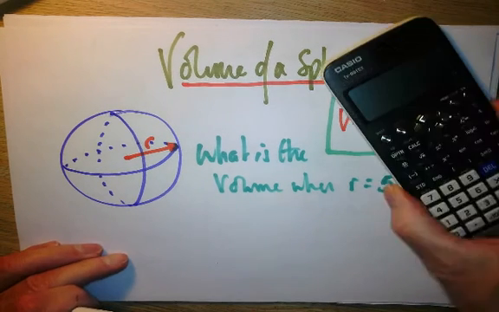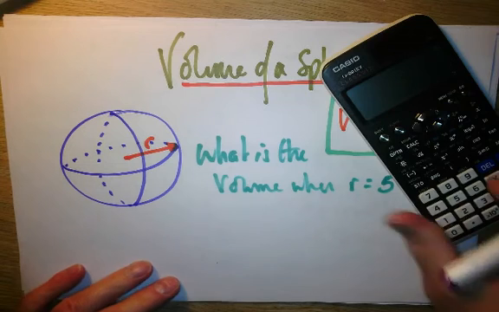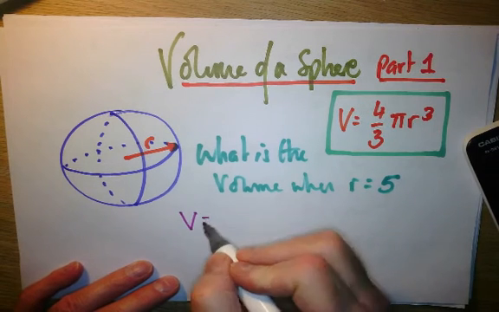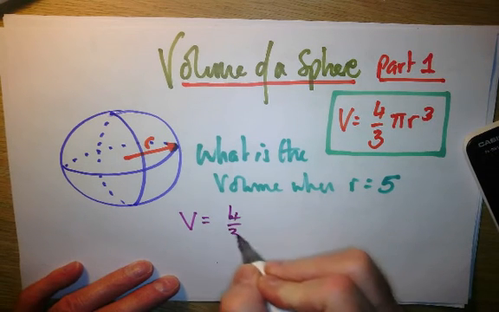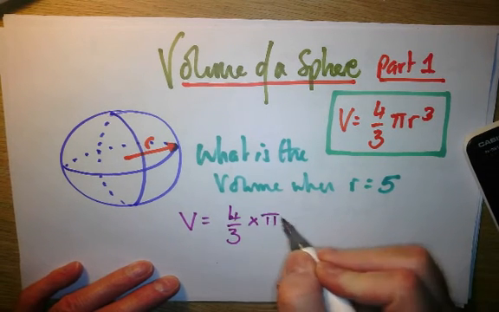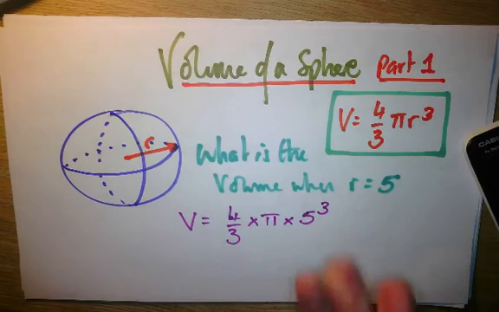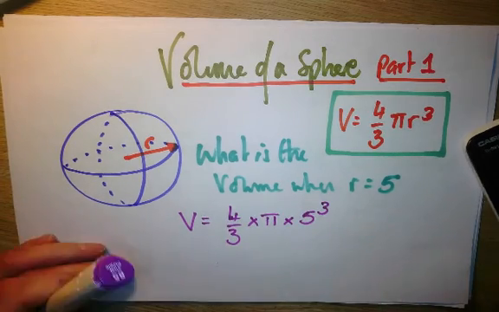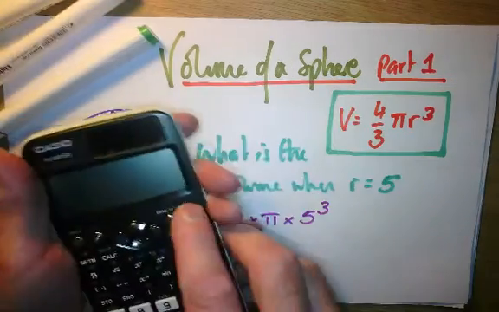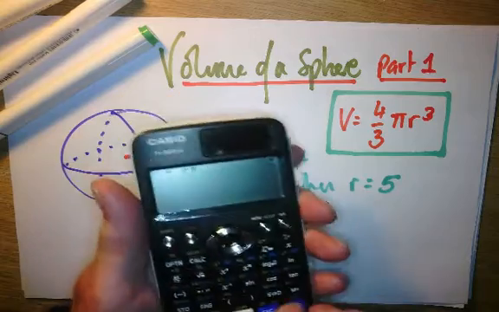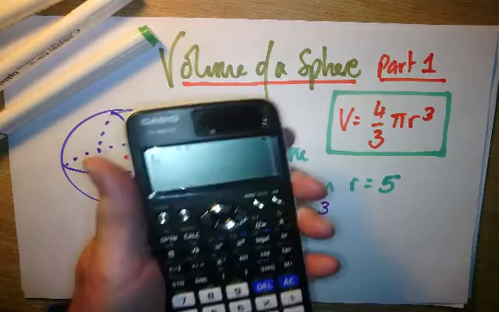So here goes. All I'm going to do is use my calculator and fill in the formula. It says volume equals 4/3 times pi times 5 to the power of 3. And that's all you need to do. So here goes. I'm going to turn it on. Turn my fractions button, so it's 4/3.